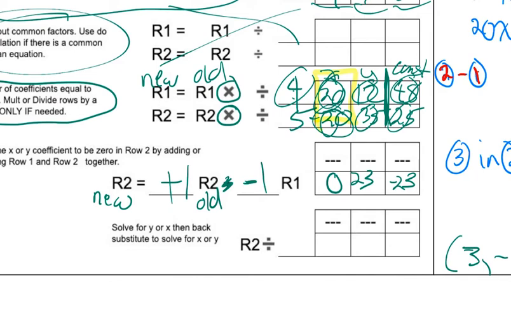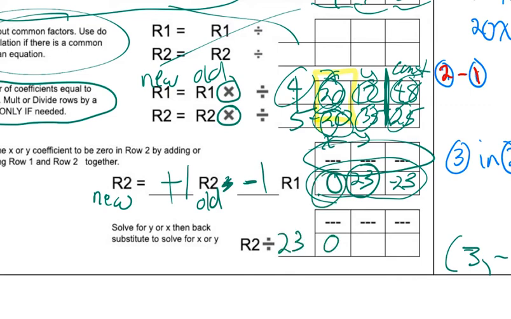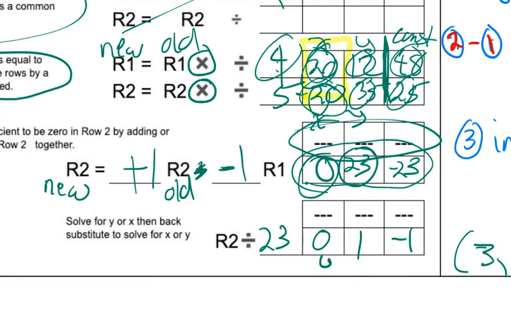Okay, and by the way, I don't need this row anymore. I don't need the top row as soon as I've eliminated a variable. I don't need to copy it down anymore. So now what do I do to row 2 to make one of these a 1? Because that's x and that's y, I want to have 1y. So I'm going to have to divide that row by 23. 0 divided by 23 is 0. 23 divided by 23 is 1. Negative 23 divided by 23 is negative 1. That means y equals negative 1.